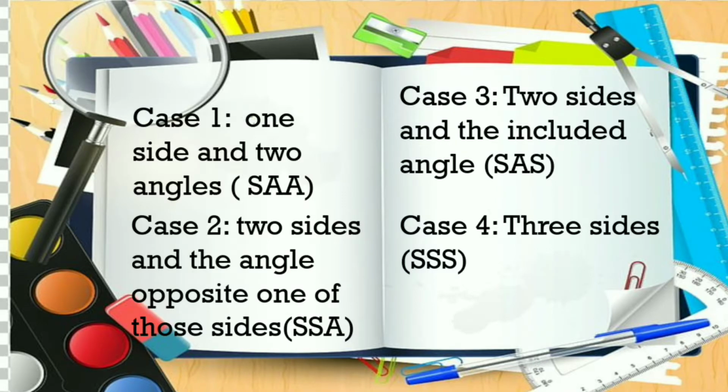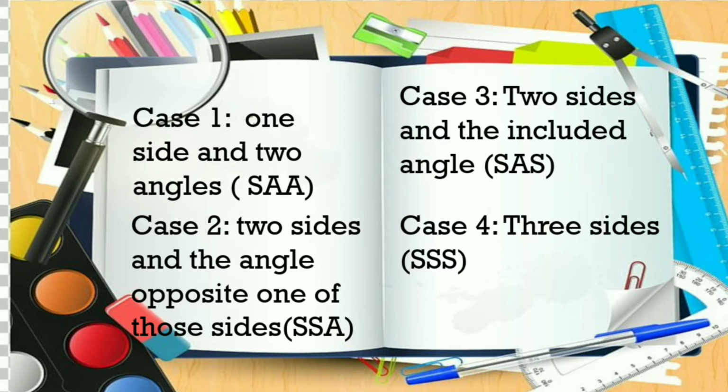So we have cases 1, 2, 3, and 4. We're going to recognize which of these cases are solved by using the law of sines. Case 1: if we have a triangle with one side and two angles, or side angle angle, then that is solved by using the law of sines.